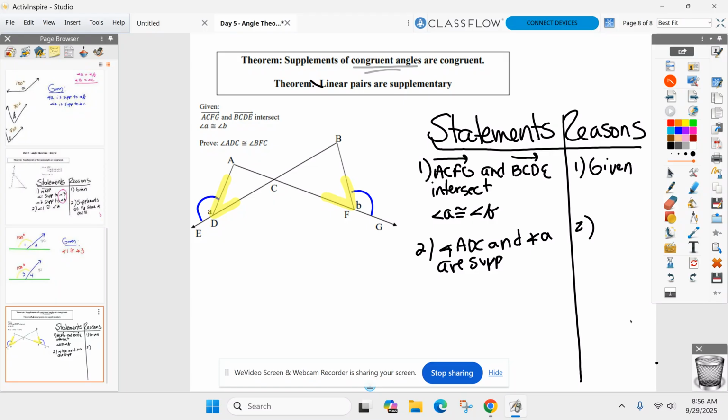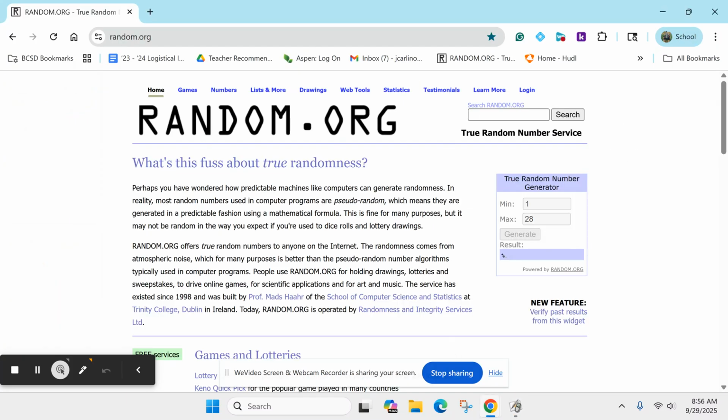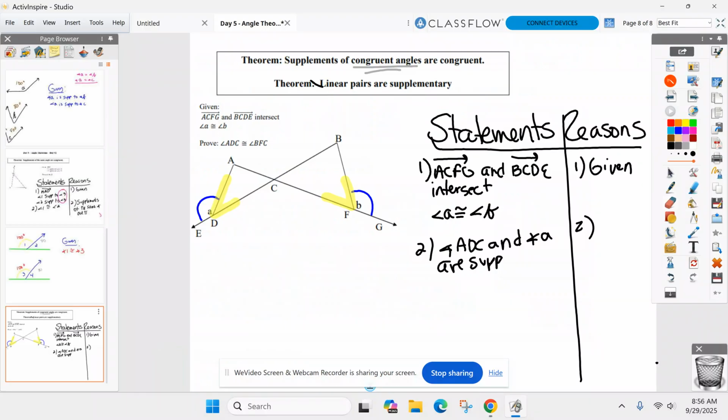And give me the other pair in the diagram that are supplementary because I'm going to put it in the same statement. What's the other pair? Jack, other pair that's supplementary, angle? BFC. Yep, and? B. Yep, come on. Angle BFC and angle B are supplementary.